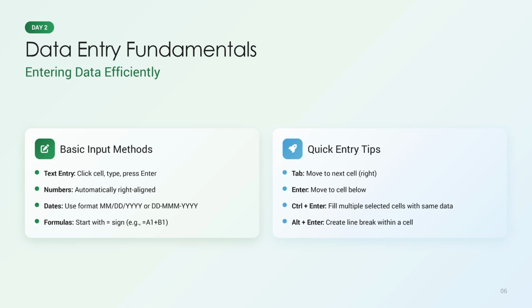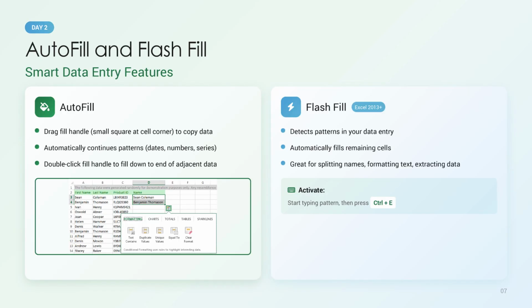Data Entry Fundamentals. On Day 2, we focus on data entry. To enter text, click a cell and type. Numbers are automatically aligned to their right. Enter dates using formats like day, month, year, or day, month abbreviation. Remember that formulas must start with an equal sign, such as equals A1 plus B1. Use Tab to move right, Enter to move down, and Alt plus Enter to create a line break inside the same cell.